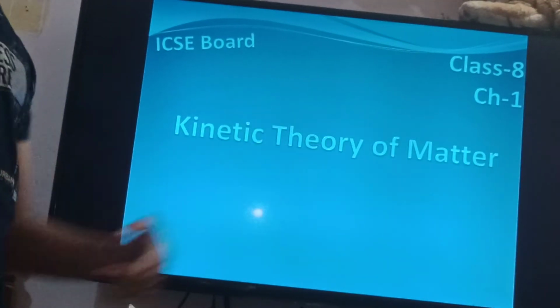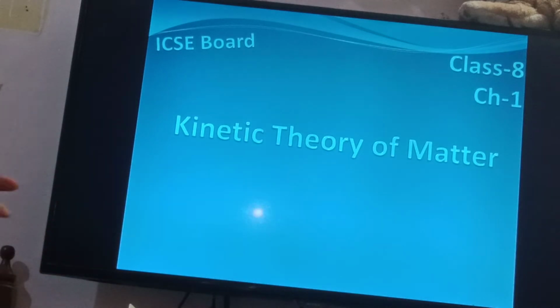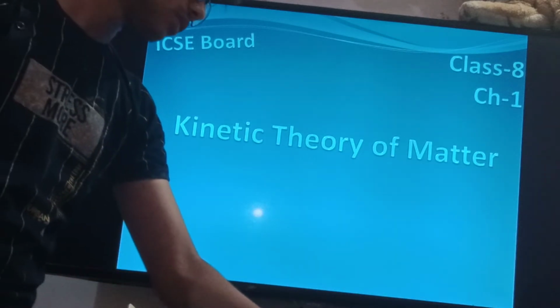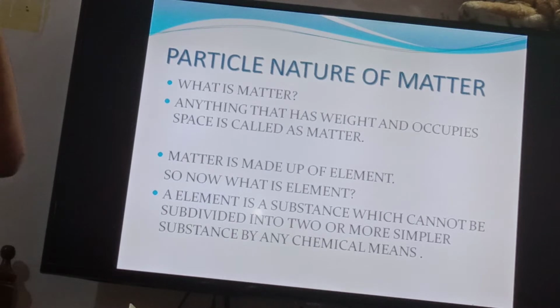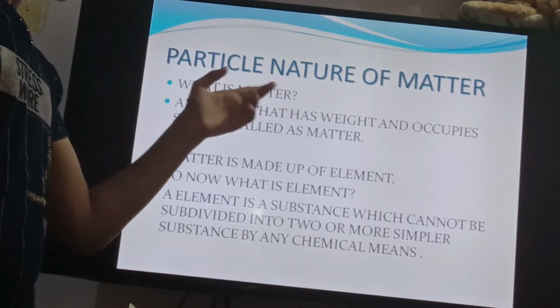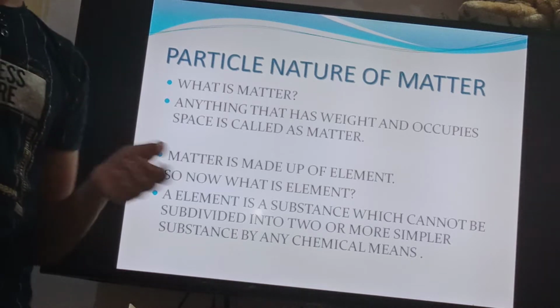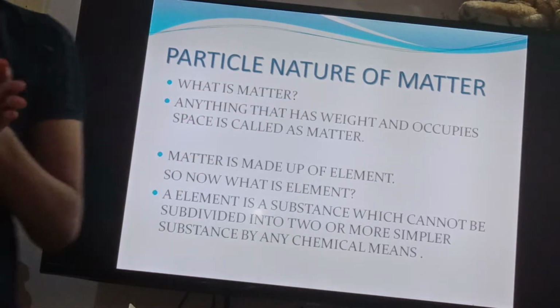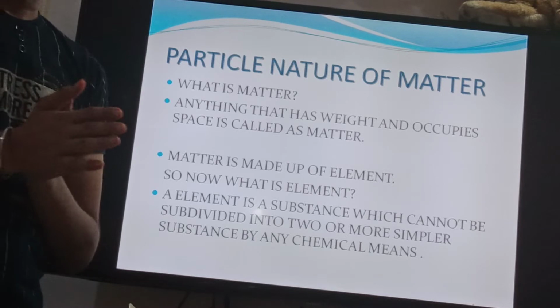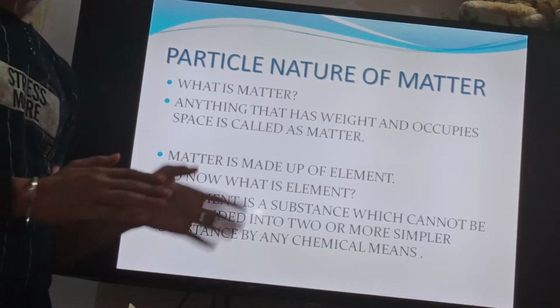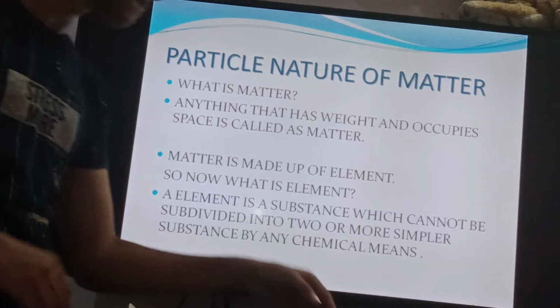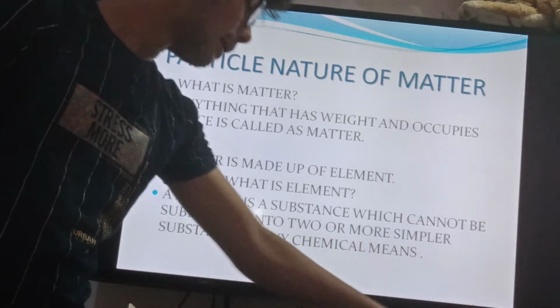Chapter 1: Kinetic theory of matter. Okay, so we'll start. First thing, particle nature of matter. So what is matter? Now leave this definition. See, anything that has weight and occupies space is matter. This is written here. Okay, so we'll take an example.